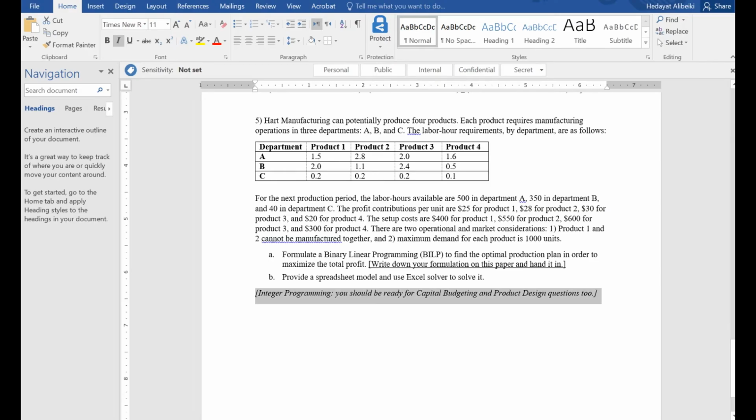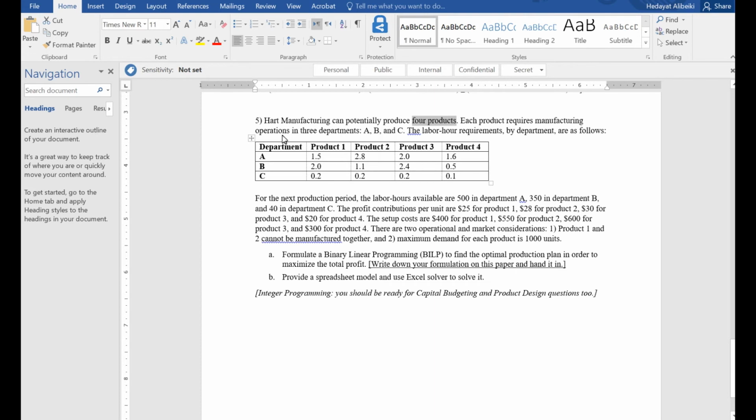So that's a little bit of background, but let's go to our question and try to formulate it and bring it to Excel. Like I said, it's always very important to read the question very carefully and understand every single part of it.